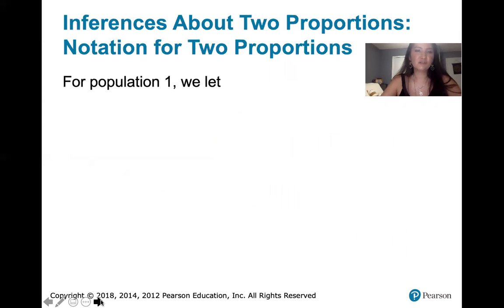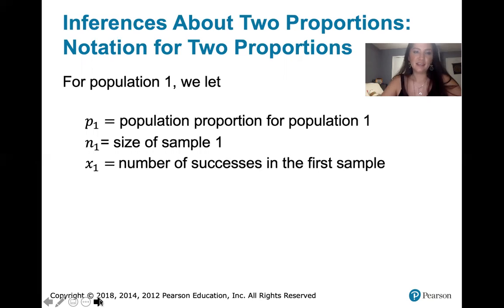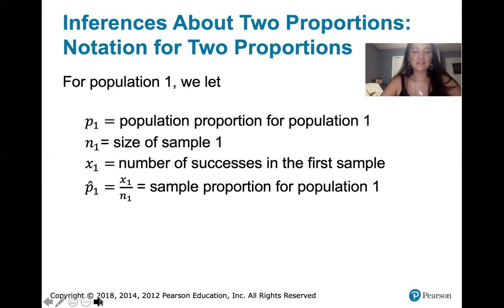So here is just a review of the notation that we're going to use whenever we talk about inferences about two proportions. For the first population, we're going to let p sub 1 represent the population proportion. n sub 1 is the sample size for the first sample. x sub 1 is the number of successes in the first sample. p̂ sub 1 is the number of successes in the first sample divided by the sample size of the first sample. So it's just the sample proportion for the first sample. And q̂ sub 1 is the complement of that.